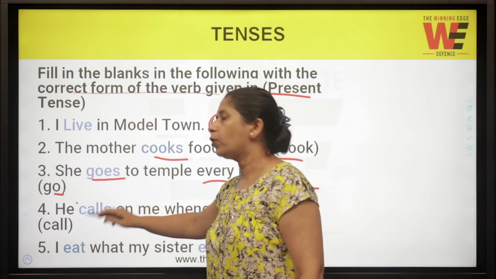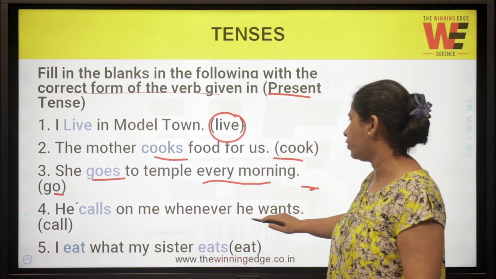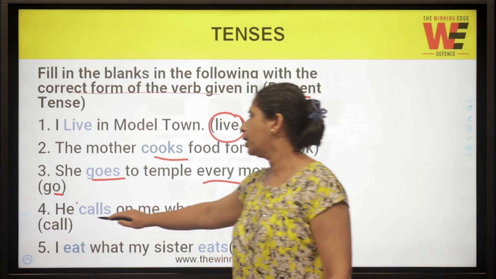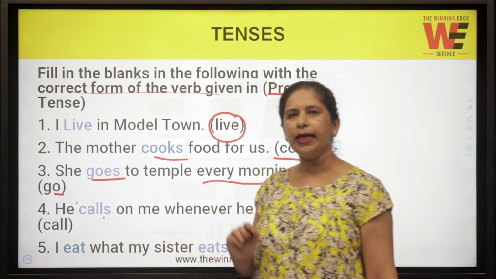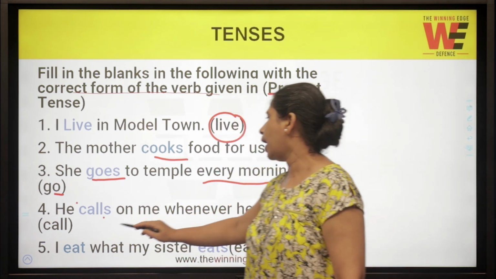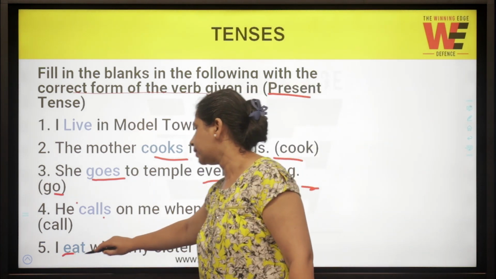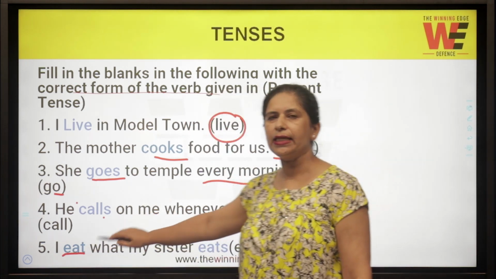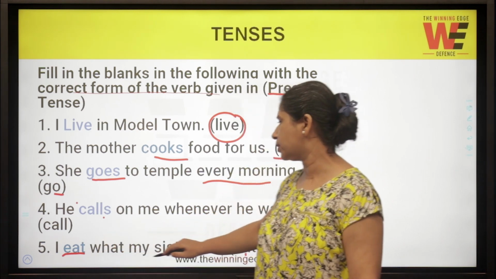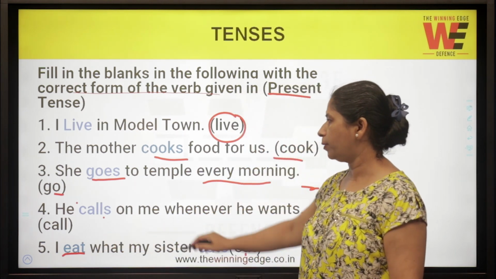He call का हो जाएगा calls. He calls on me whenever he wants. क्या हो जाएगा? Call के आगे s लगा देंगे, क्या हो जाएगा? He calls on me. Okay. I eat what my sister eats. तो यहाँ पे क्या आ जाएगा? Eat as it is आएगा. जो eat यहाँ पे given है, eats नहीं लगेगा. I eat what my sister eats. Okay. So these will be the answers.